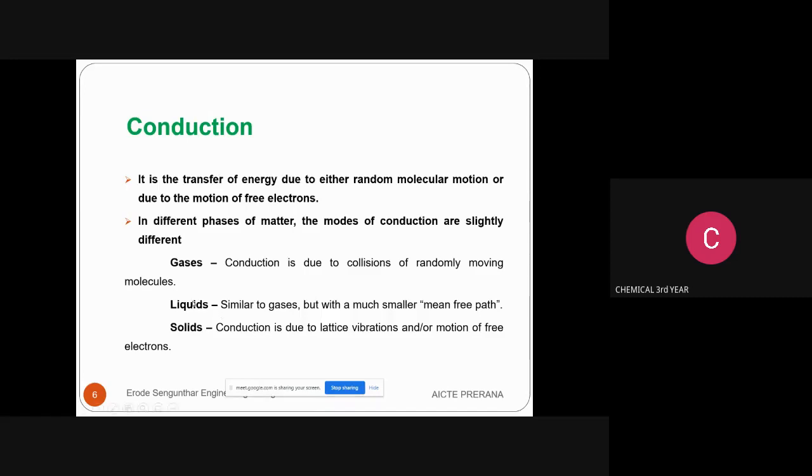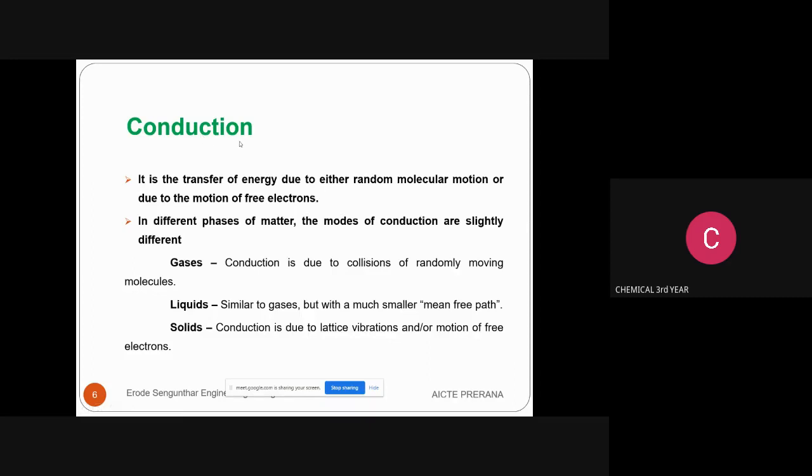Here also the same thing we have mentioned. It is the transfer of energy due to either random molecular motion or due to the motion of free electrons. So the body should be in rest condition, it should not move anywhere, it should not have any motion, but inside that body, it can be packed with a number of molecules, electrons and atoms, right? So there may be movement. That movement only gives the conduction process in heat transfer. So we are particularly mentioning solid as the medium where the conduction process can easily occur.